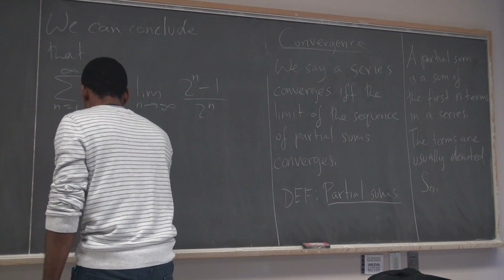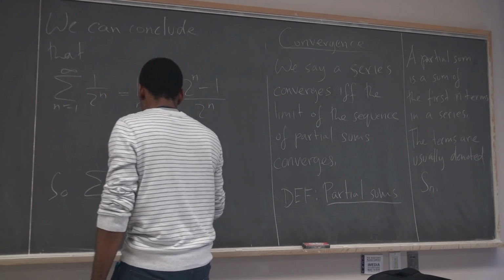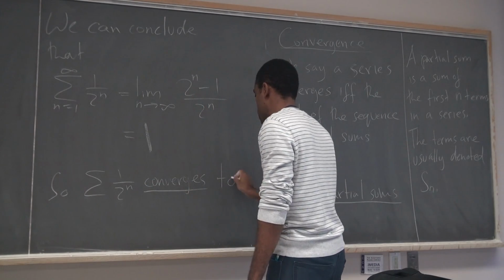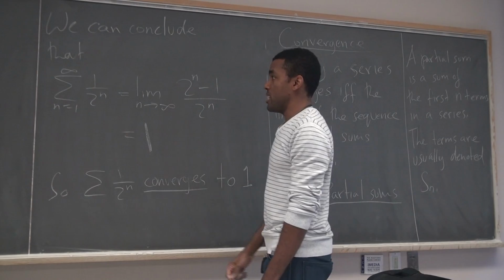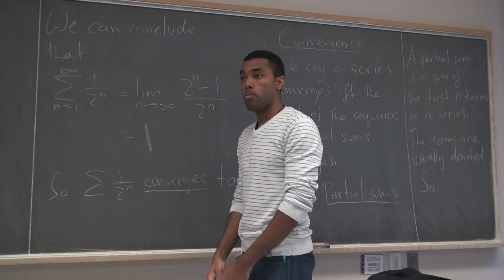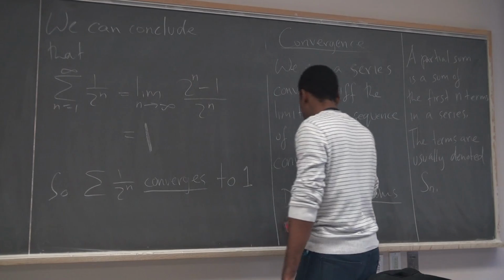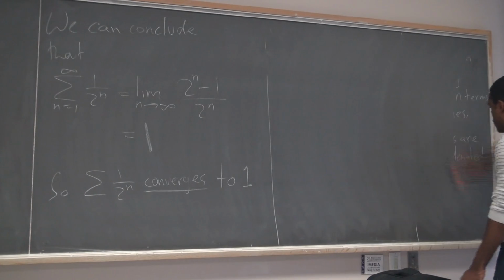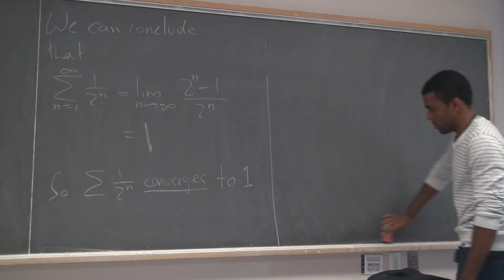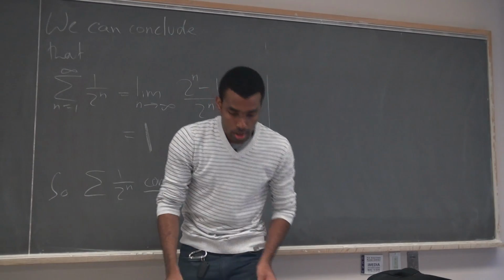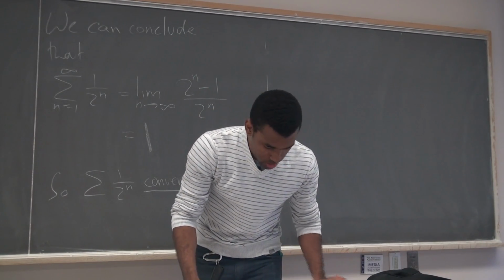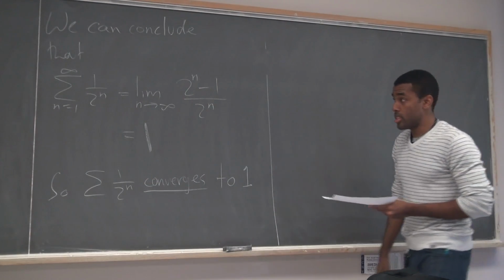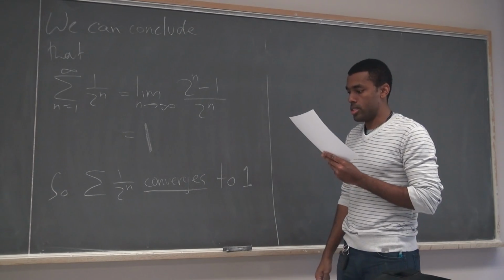So the series of 1/2 to the n converges. Furthermore, I know what it converges to. It converges to 1. So if I add up an infinite number of terms where each term has this form, the answer is actually going to be 1. It's going to be a finite answer. So that actually works in general. Based on the definition, that's how we figure out a series.